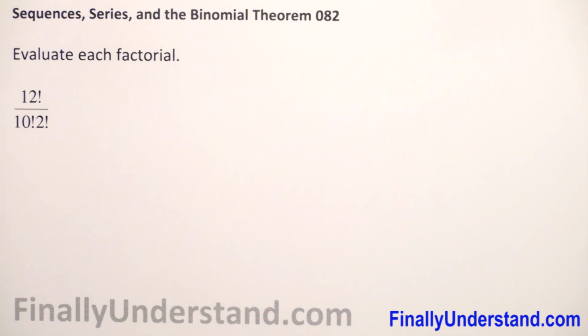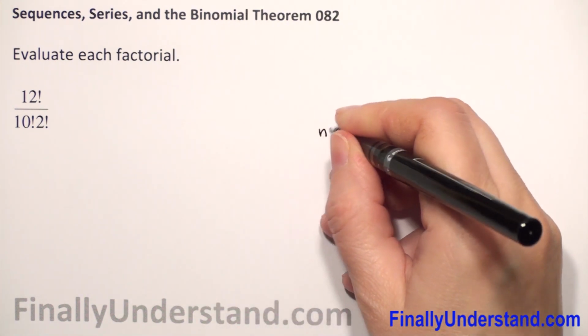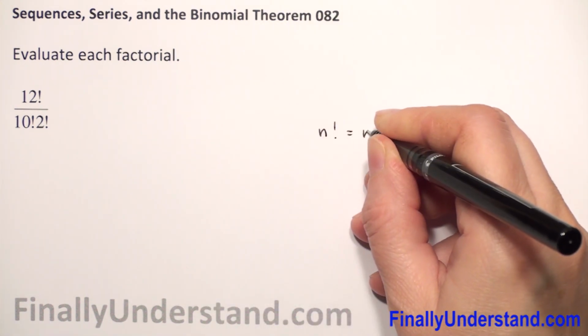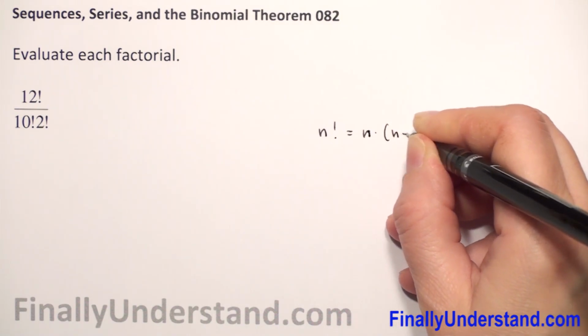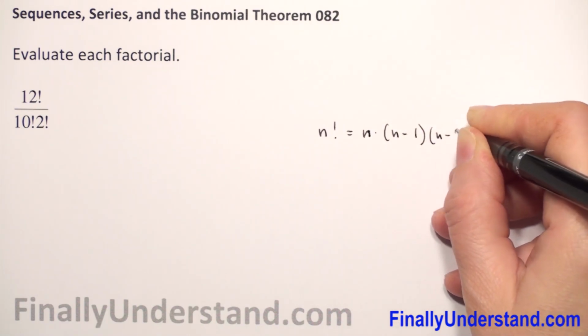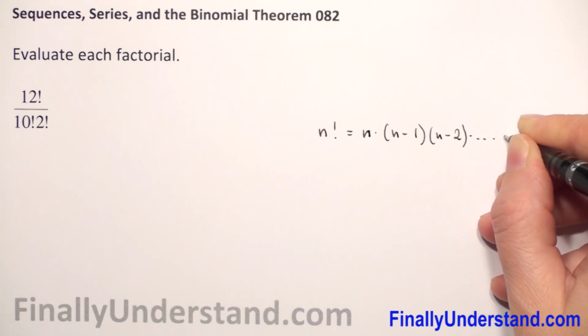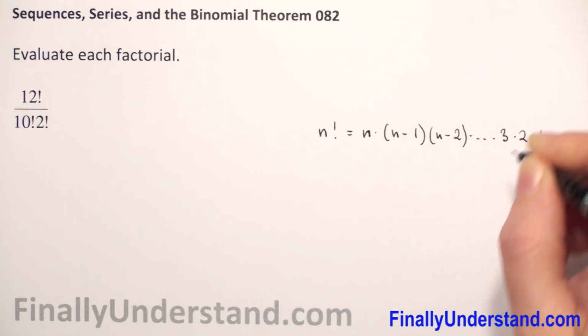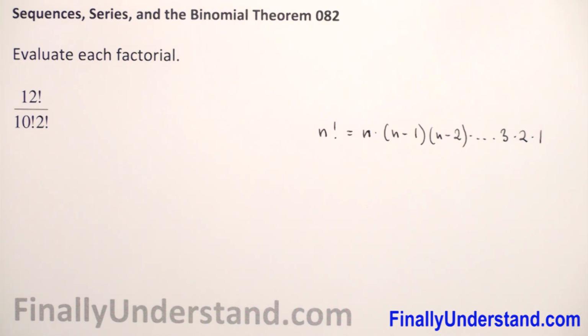When we have n factorial, this is n times n minus 1 times n minus 2 times ... 3 times 2 times 1. So n factorial represents the product of the first n positive integers.